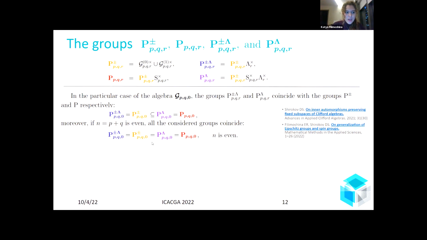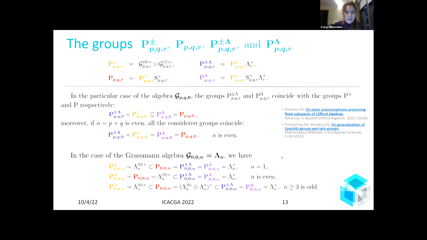Note that in the non-degenerate algebra, the two groups with the upper index plus minus, blue and yellow, coincide. And this group is considered in this paper. And similarly, the two groups without the upper index plus minus, purple and red, coincide too. And this group is considered in this paper. And in this work, we generalize the results of these two papers.